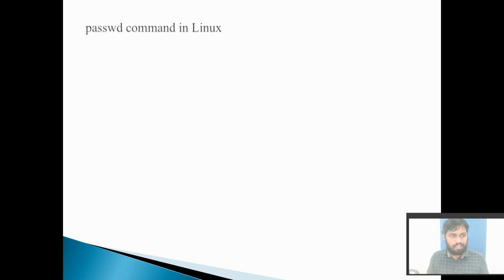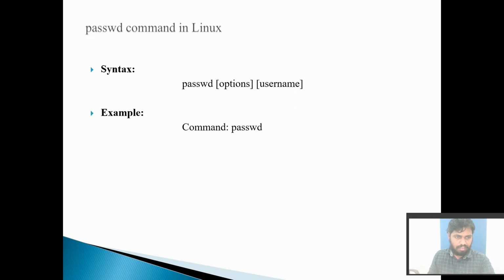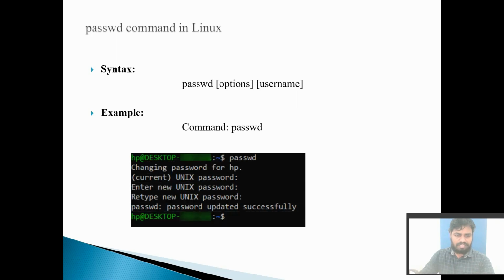Okay, so next one, passwd. By using this password command, we can change the password for the Unix environment. The syntax is passwd option username. If you press passwd and a username, the execution is available. Here, if you want to change a password, the command is passwd. It asks to enter new password and retype new password. After completion of this process, password updated successfully.